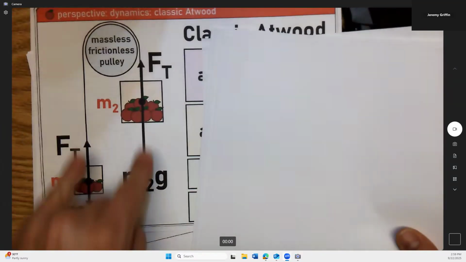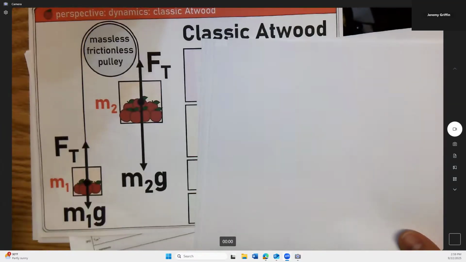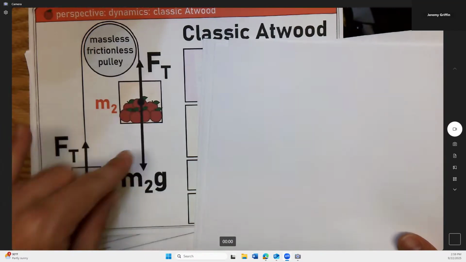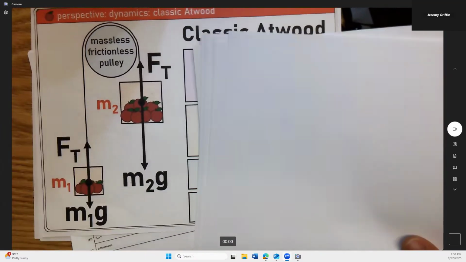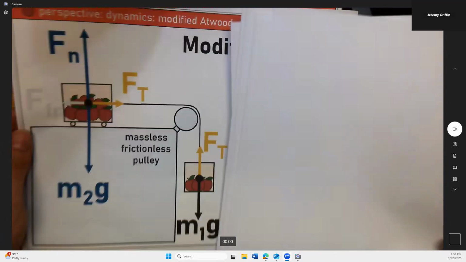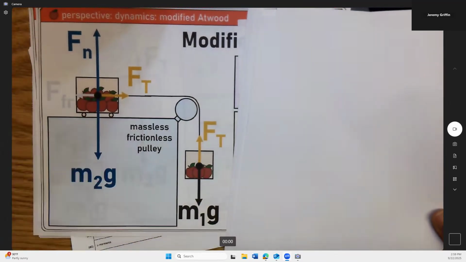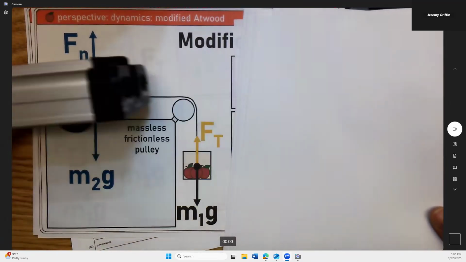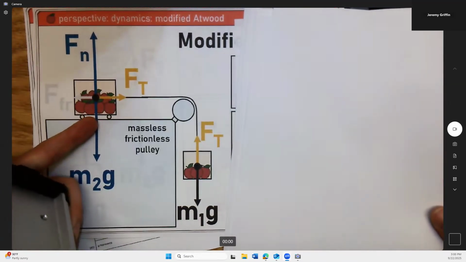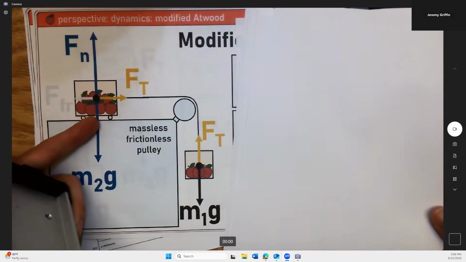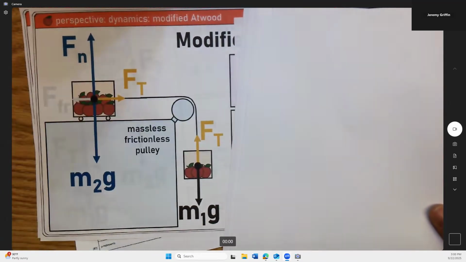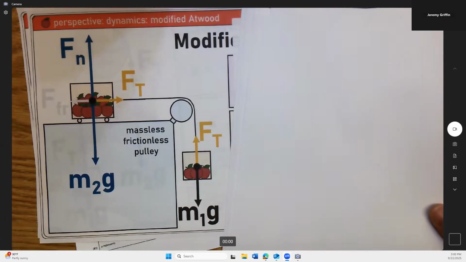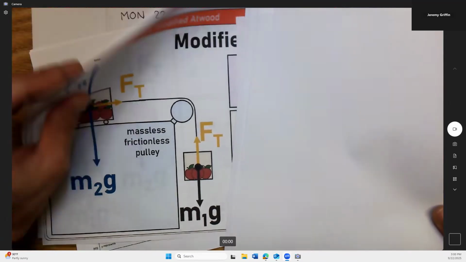There's this classic Atwood where you hang them both vertically. Sometimes I call this a double elevator. Maybe different masses, and time how far it takes to move. You can calculate acceleration that way. And then there's this modified Atwood where you have that low friction cart rolling horizontally. So it has inertia, it has mass. It's going to slow down the system for that reason. But its weight is actually canceled out by its normal force. And so what's the acceleration of the system if the masses are arranged like that? So that's your questions.